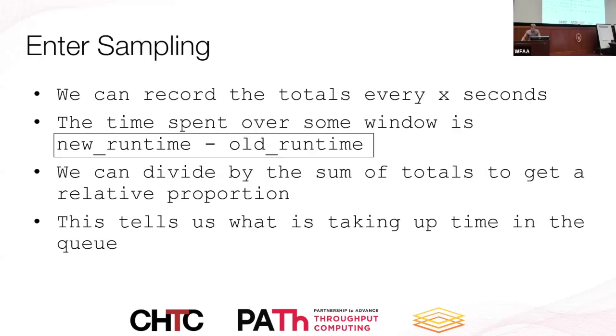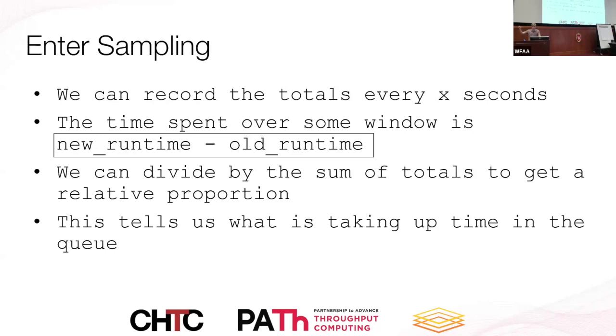This is where sampling comes in. Every 5 seconds, every 10 seconds, we're going to take a sample and diff the runtimes: the new runtime minus the old runtime. That'll tell us how much time we spent in this category in this window. Then we can divide each category time by the sum of the total runtime, and this gives us a relative proportion.